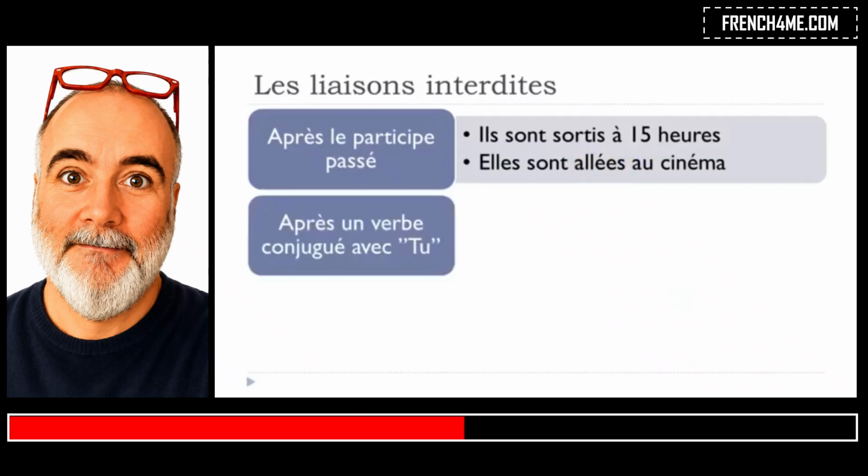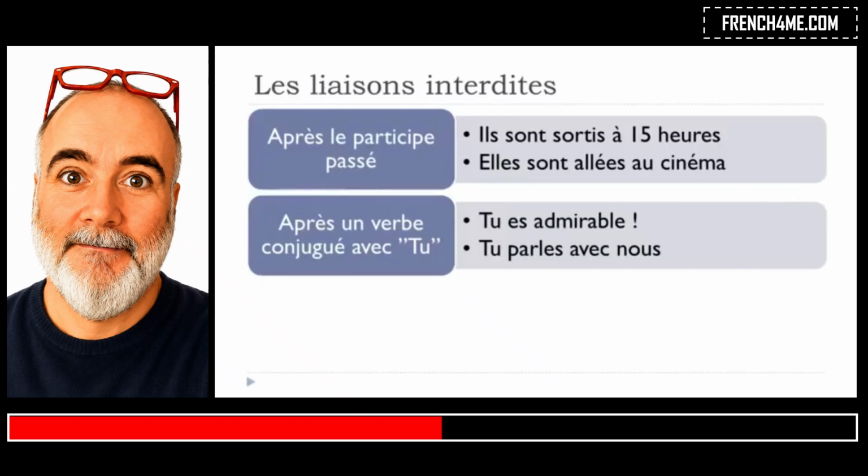And then, a quite important thing as well. Après un verbe conjugué avec tu. Many people send me messages regarding this thing when I do the conjugation, and when I conjugate the verbs, they say that, you know, it's quite strange because you don't make the liaison when it's for tu.